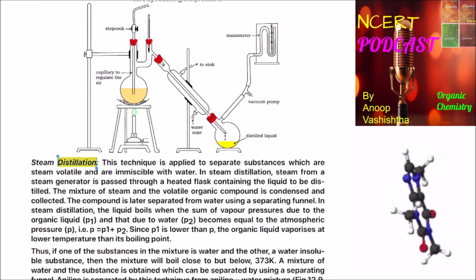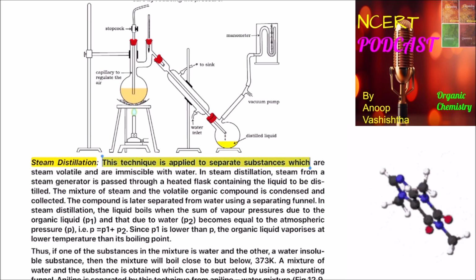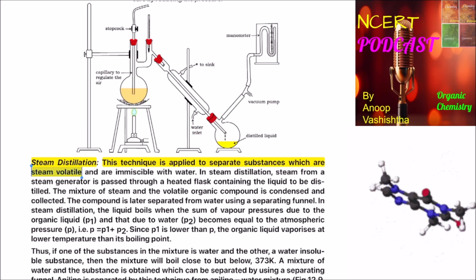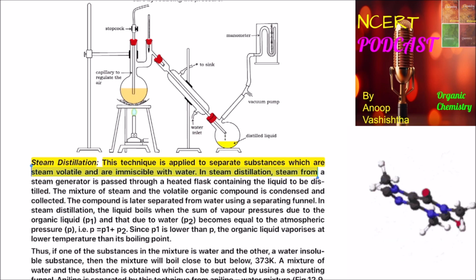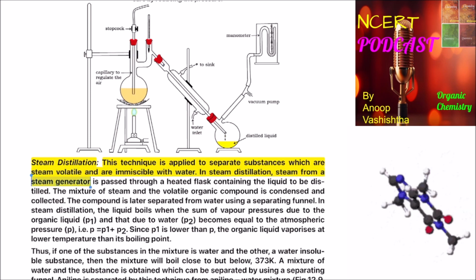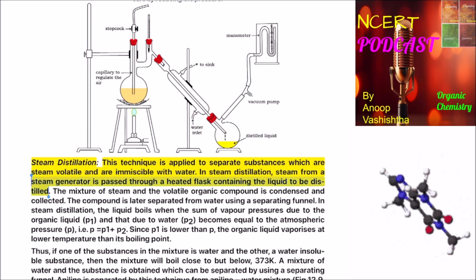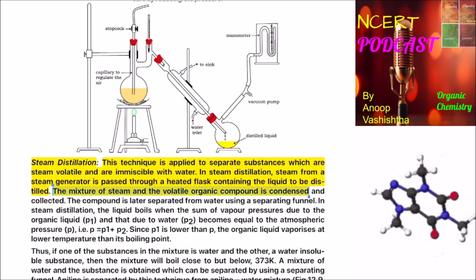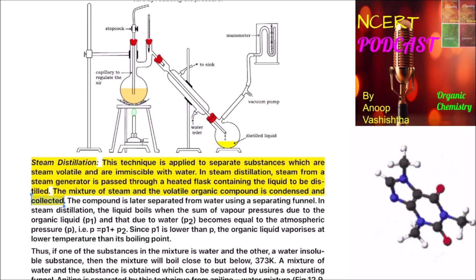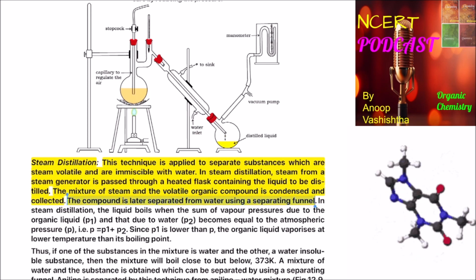Steam distillation. This technique is applied to separate substances which are steam volatile and are immiscible with water. In steam distillation, steam from a steam generator is passed through the heated flask containing the liquid to be distilled. The mixture of steam and the volatile organic compound is condensed and collected. The compound is later separated from water using a separating funnel.